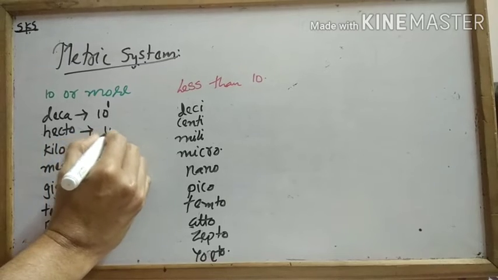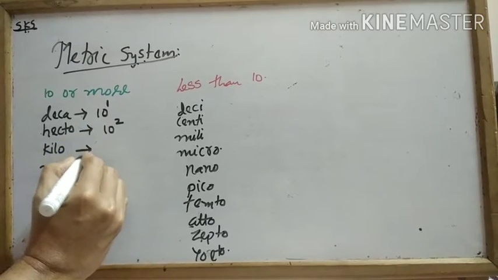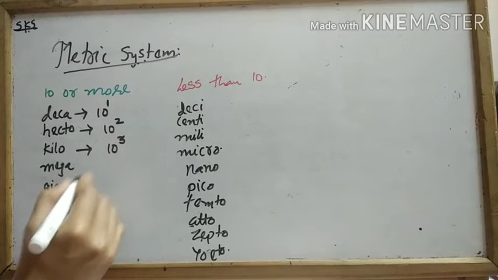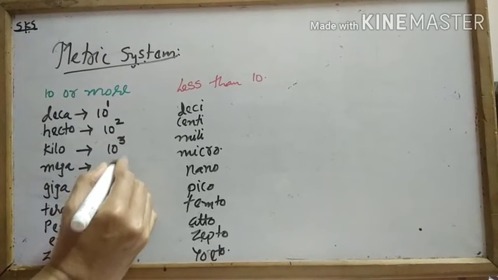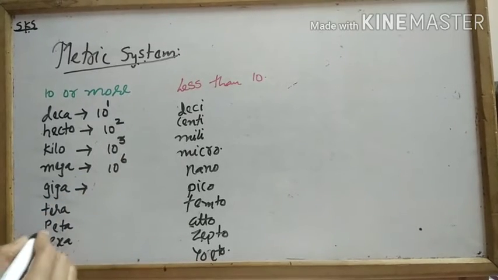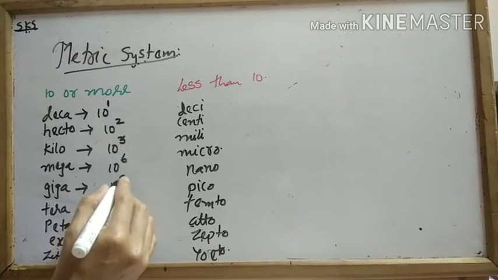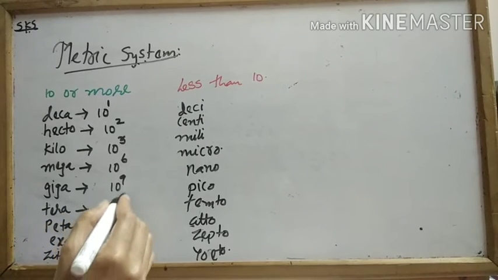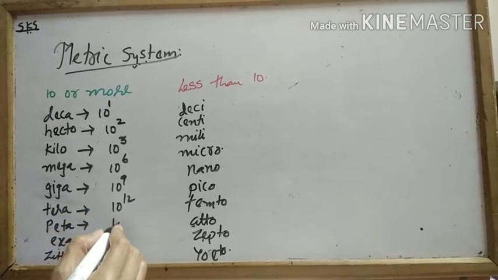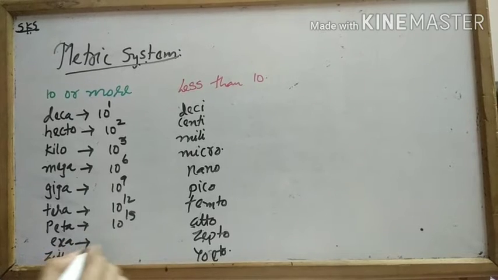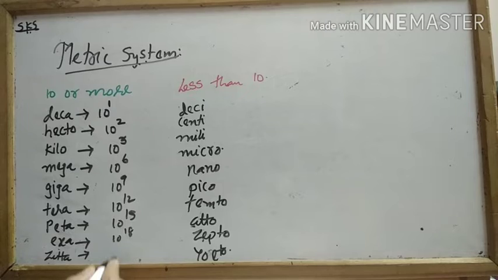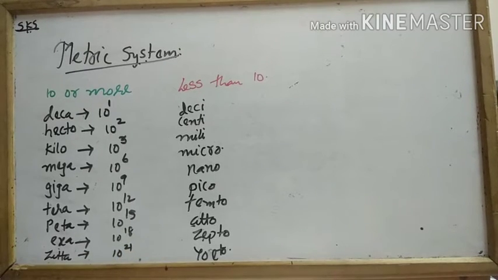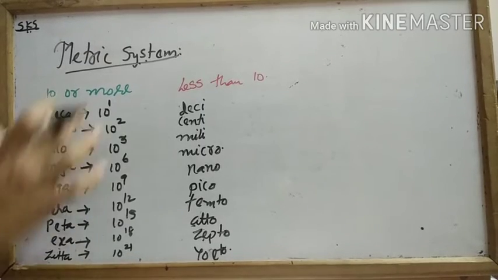If I use hecto, it means 10 raised to 2. If I use kilo, it is 10 raised to 3. Something interesting now. If I talk about mega, then it is 10 raised to 6. Giga will be 10 raised to 9. Tera, 10 raised to 12. Peta, 10 raised to 15. Exa, 10 raised to 18. Zetta is 10 raised to 21. There is one more bigger unit called yotta, 10 raised to 24. So these are the prefixes.